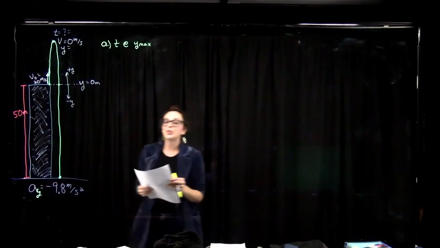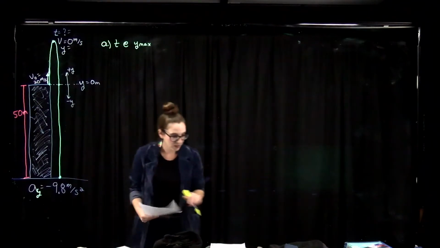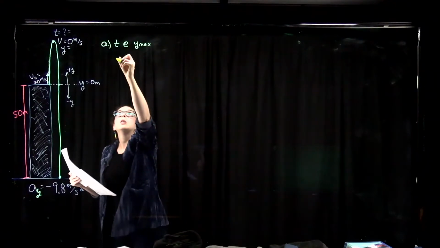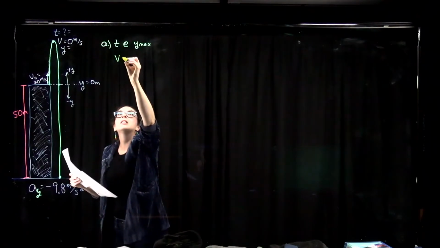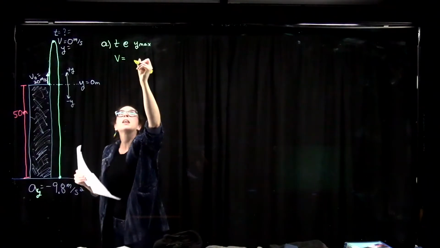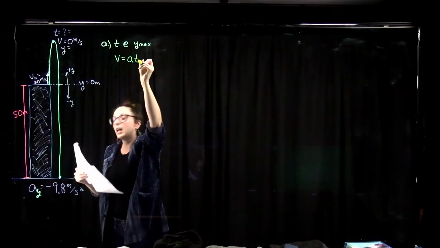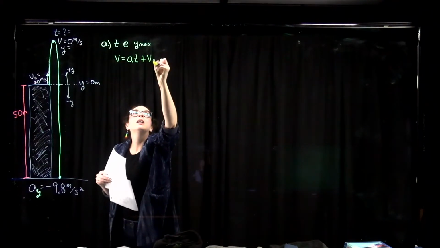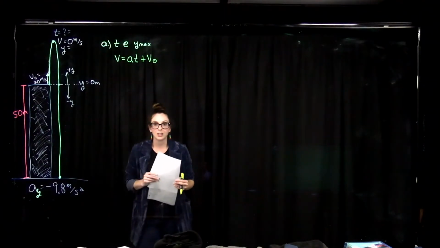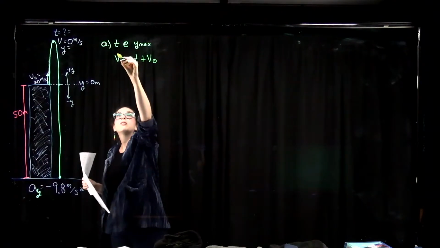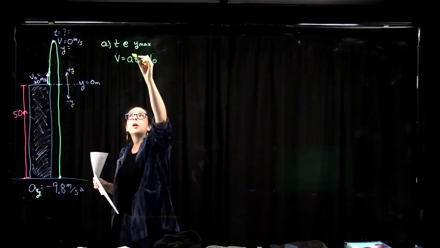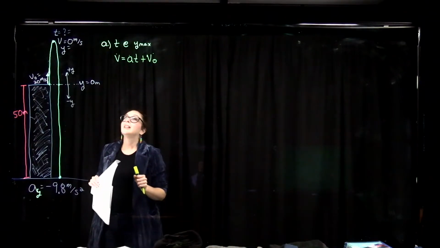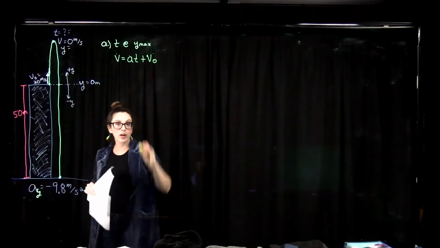Okay, so let's see, what equation can we use from our equation sheet? Let's start with this one. We've got our final velocity is equal to our acceleration times time plus our initial velocity. So we know final velocity, we know initial, we know the acceleration. All we just need to solve it for is time. Now let's go ahead and solve this equation for t then.